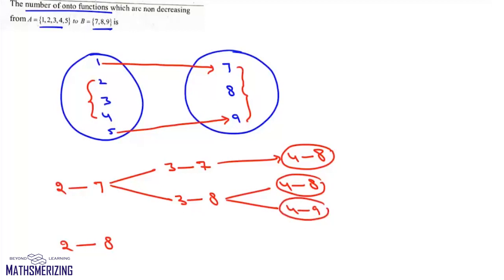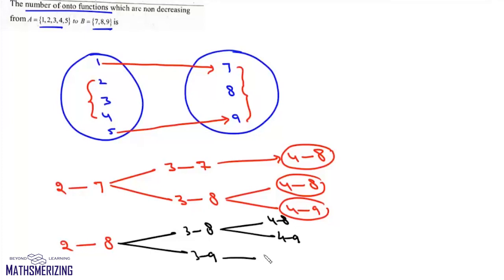Now for the second one, when 2 is mapped to 8, then either 3 is mapped to 8 or 3 is mapped to 9. And if 3 is mapped to 8, then for 4, we have two possibilities. Either 4 is mapped to 8 or 4 is mapped to 9. And if 3 is mapped to 9, then obviously 4 will be mapped to 9. So we'll have 3 more cases here. So the total number of such functions will be simply 6.